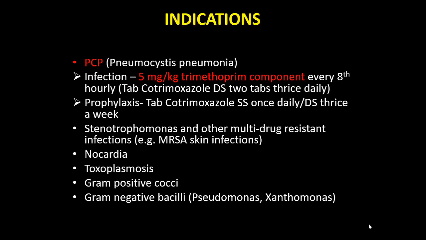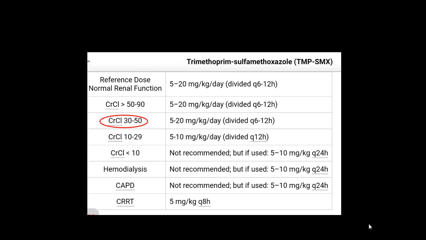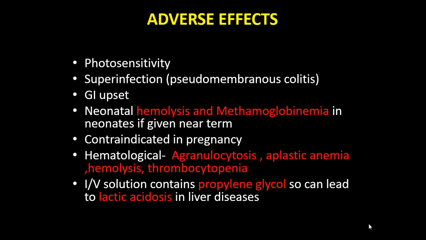For infection, the dose is 5 mg per kg body weight of the trimethoprim component every 8 hourly. As prophylaxis, it is one single strength tablet once daily or double strength twice a week. Other extensive coverage involves Stenotrophomonas, Nocardia, toxoplasmosis, and some gram-positive cocci also. Trimethoprim-sulfamethoxazole requires renal adjustment when the GFR gets less than 30 to 50 ml per minute.